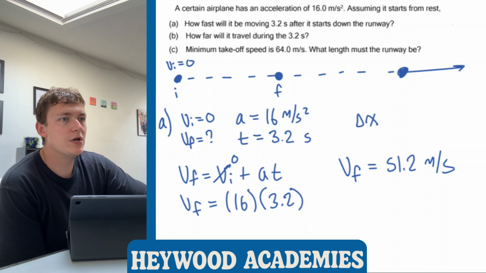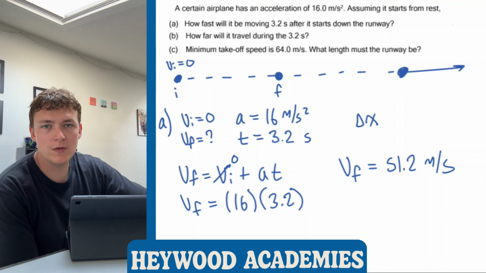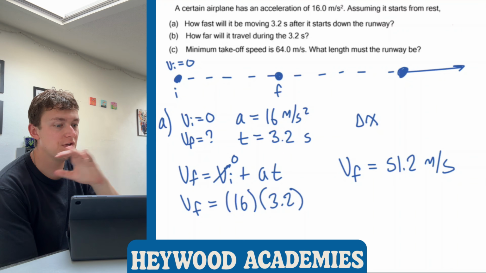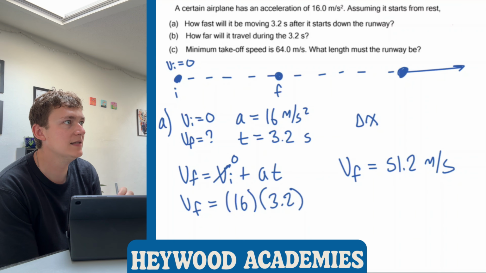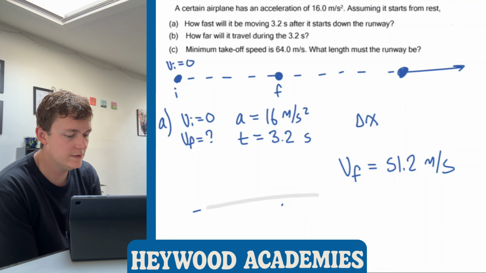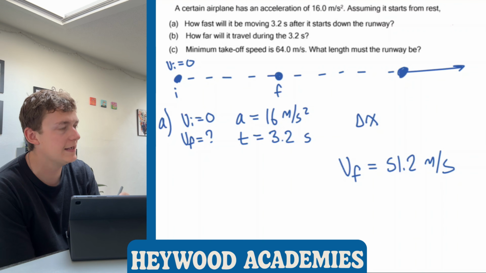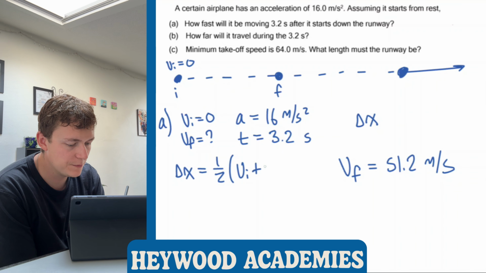Once we get 3.2 seconds down the runway, now we want to figure out how far it will travel in those 3.2 seconds. So we've got all the same information here to work with, and we just need to figure out what the displacement is. In this case, we can look at all the equations that we have and just pick whichever one is easiest to work with. So I'm going to go ahead and use that one we were just using recently. Delta x is equal to 1/2 (v initial plus v final) times t.